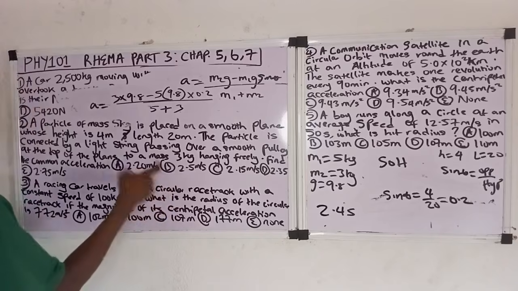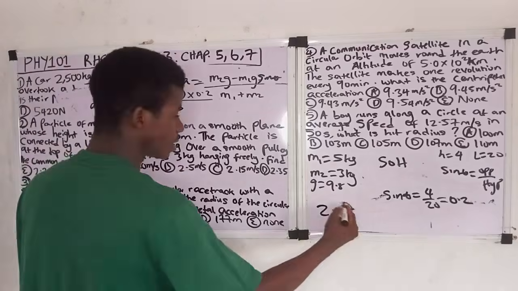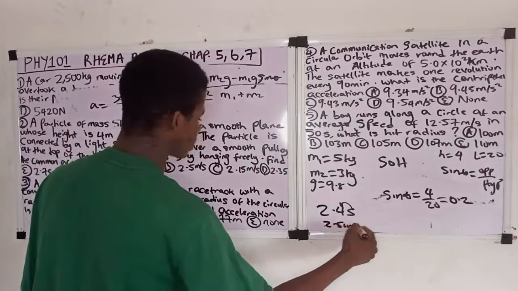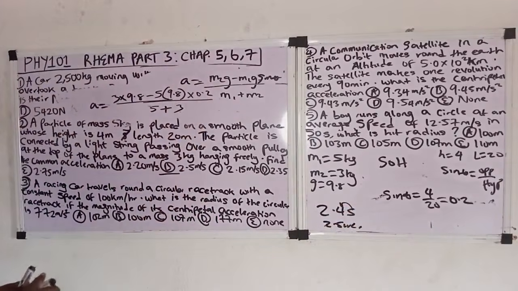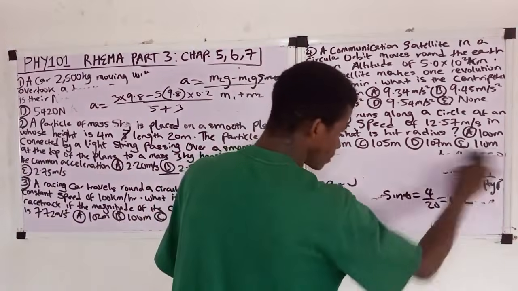There will only be these. The closest is 2.5. So if you approximate, it is 2.5 meters per second. So the answer is B, 2.5 meters per second. Just take note of that.